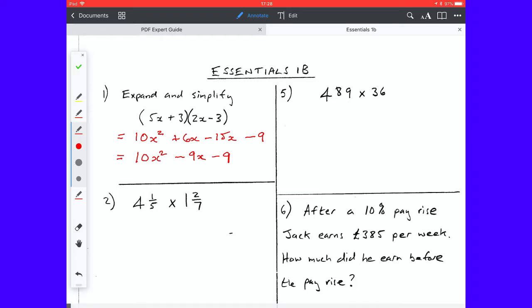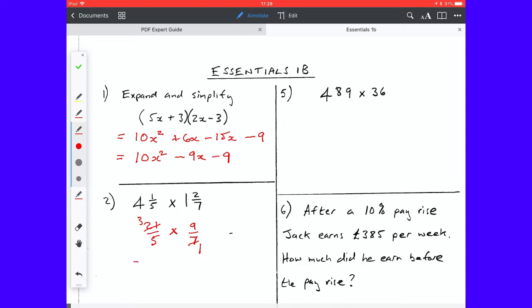Question 2. 4 1/5 multiplied by 1 2/7. To multiply two mixed numbers, we first need to put them in improper fractions. So let's put the first one into fifths. 4 times 5 is 20 fifths, and an extra 1 makes 21 fifths. Multiplied by one whole number gives us 7 sevenths, and an extra 2 makes 9 sevenths. Now we look to see if we can cancel. And we can cancel by 7 top and bottom. So 7 goes into 7 once, 7 goes into 21 3 times.